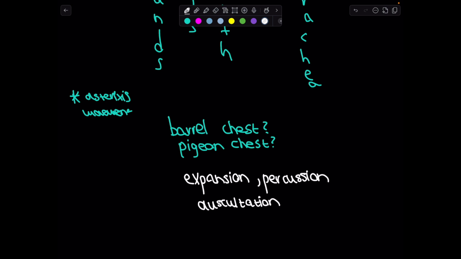With the chest, what is barrel chest? What is pigeon chest? And how do I examine the front for expansion, percussion, and auscultation? Answer to me in 2 sentences.